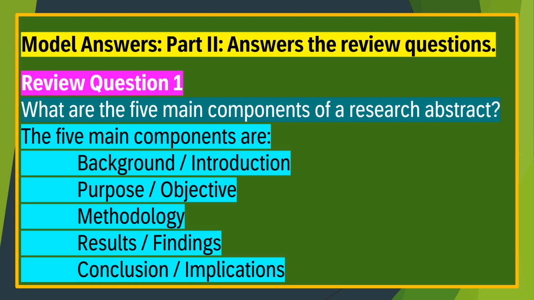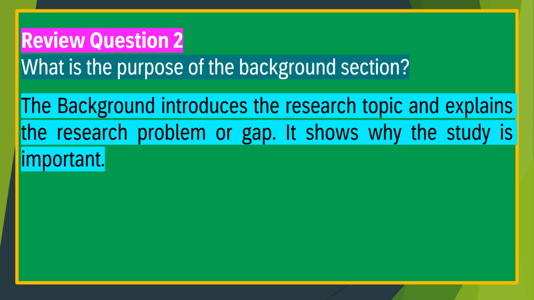Model answers, Part 2, answers the review questions. Review question 1. What are the 5 main components of a research abstract? The 5 main components are background/introduction, purpose/objective, methodology, results/findings, conclusion/implications. Review question 2. What is the purpose of the background section? The background introduces the research topic and explains the research problem or gap. It shows why the study is important.